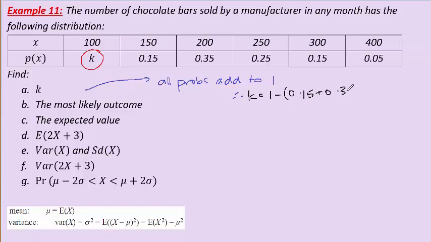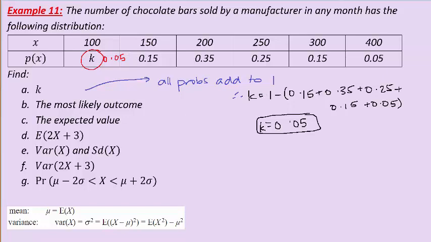So I'm just writing down what I need to know. And my answer for that will be 0.05. So K will equal 0.05. And now for the rest of the question, I'll make sure I know that. So I'll write that in.